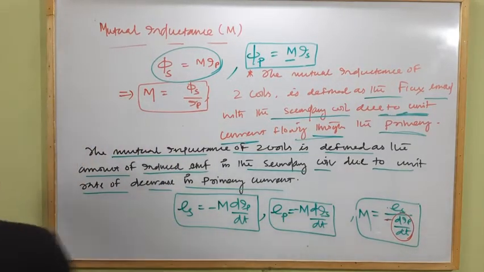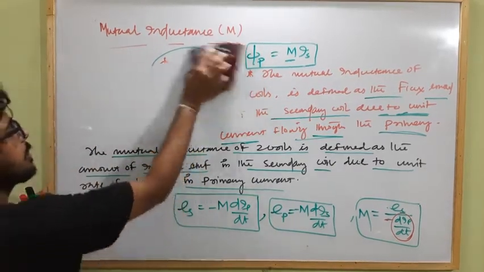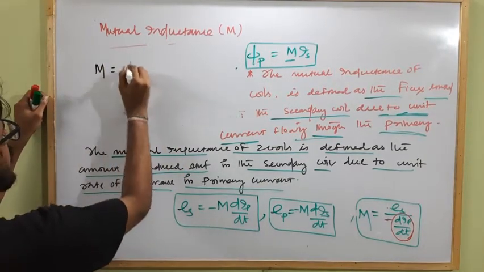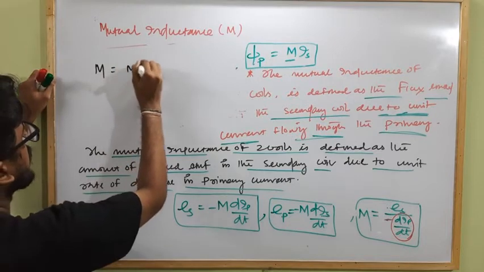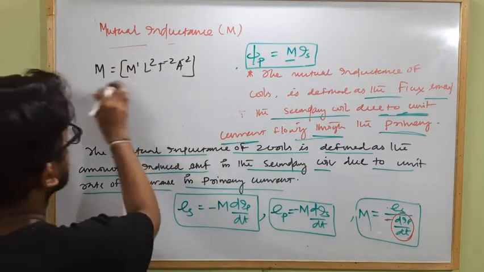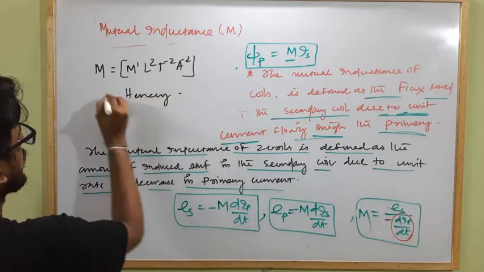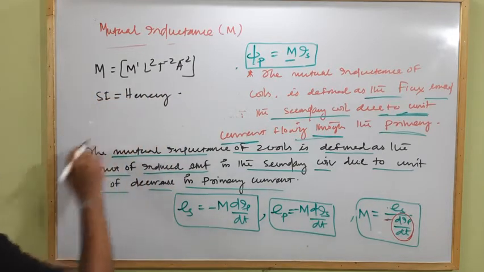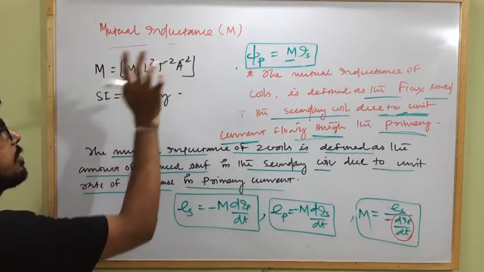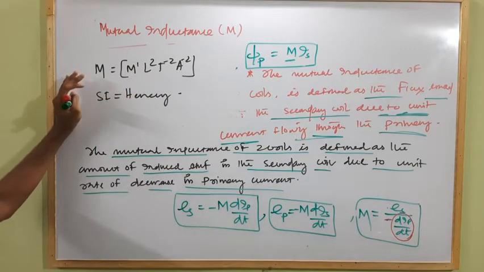Clear? And same as self inductance, mutual inductance also has the dimensional formula of Henry. So the dimensional formula of mutual inductance M is M1 L2 T minus 2 A minus 2, same as that of self inductance, and the unit in the SI system is Henry. Clear? Okay, so it has the dimension M1 L2 T minus 2 A minus 2, and the SI unit of mutual inductance is Henry. Clear?